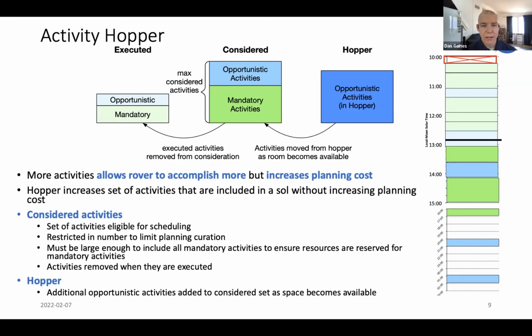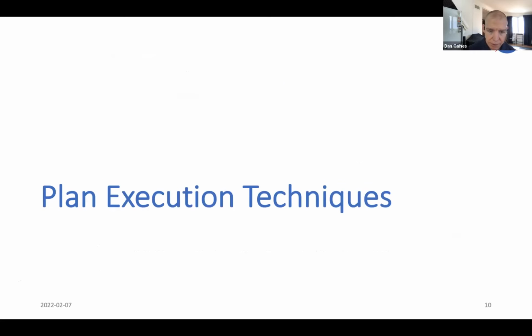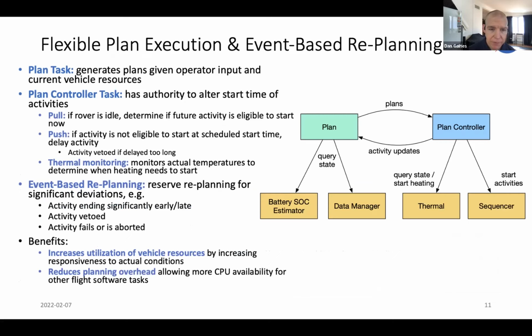So that in any given scheduling cycle, we still only have a limit of 40 activities, but over the entire course of the sol, we may be able to have many more activities accomplished, maybe even up to 100, depending on how things go. Okay, next slide. And one more. So then that brings us to plan execution.